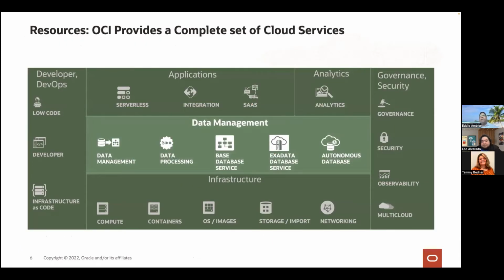OCI also provides a complete set of cloud database services. The Oracle Cloud is not just for Oracle applications, but for all applications, small or large, custom or Oracle SaaS applications. On the left side, you can see that the services that we offer can be geared for developer and DevOps. We offer low-code services, developer tooling, Terraform access, so that you can deliver things as infrastructure as code. At the application tier, we're offering modern technologies such as serverless, integration APIs. And of course, we would continue to offer our enterprise SaaS offerings there. The ability to do analytics, right, is embedded and integrated into many of our SaaS services.